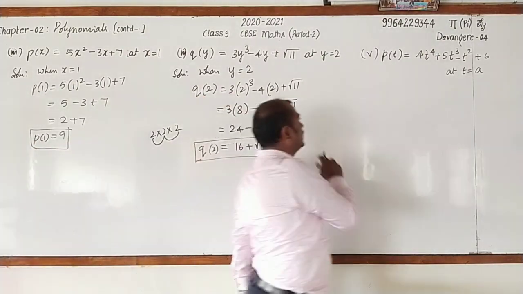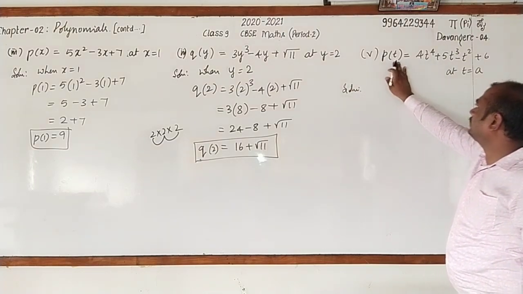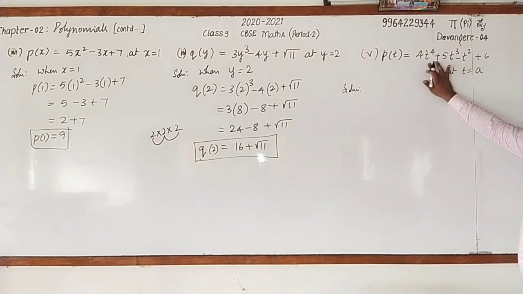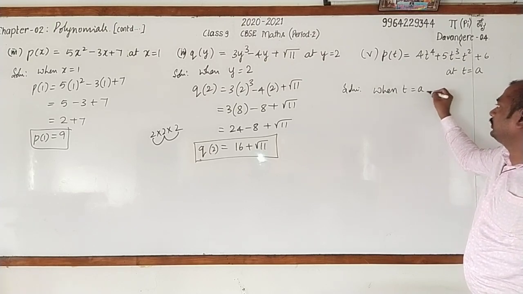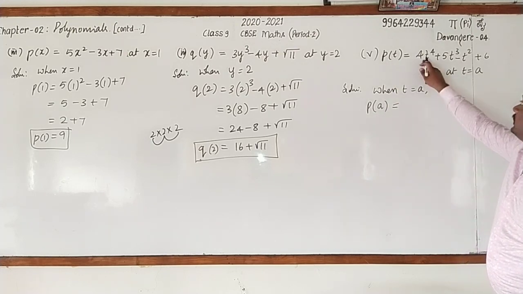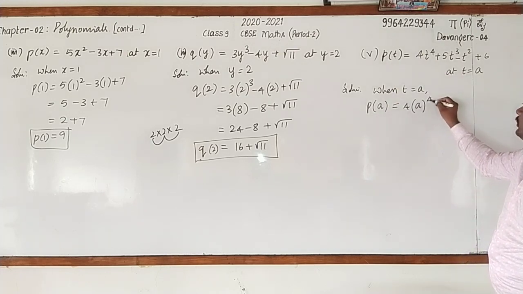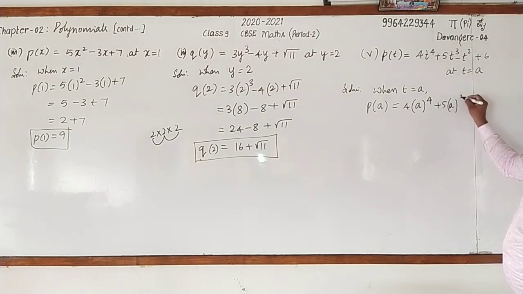Got it? Next. This is also a very simple one. Here the polynomial is given in the variable t, and t is a. Here I'll write, when t equals a, then p of a, in place of t we should write a, then 4 into a whole raised to the power 4 plus 5 into a whole raised to the power 3 minus a whole square plus 6.